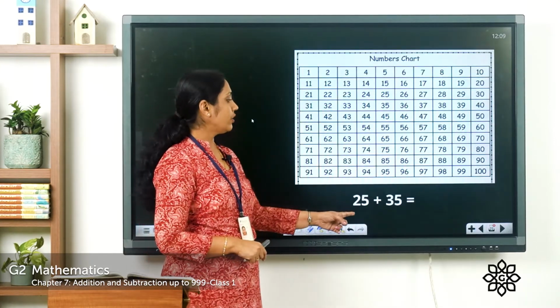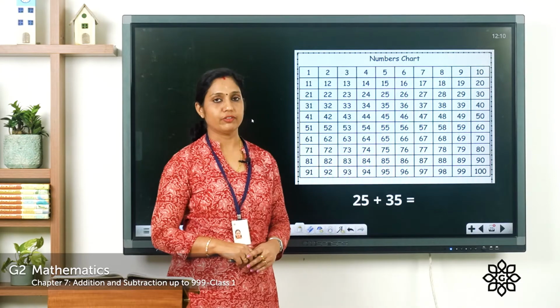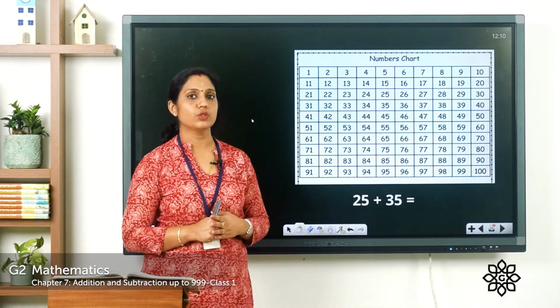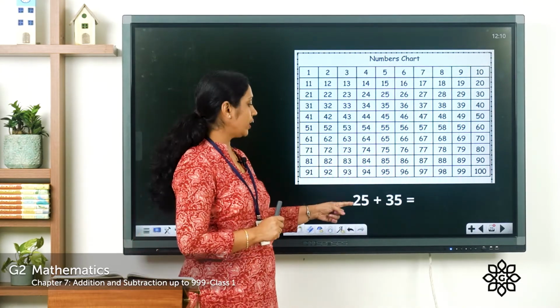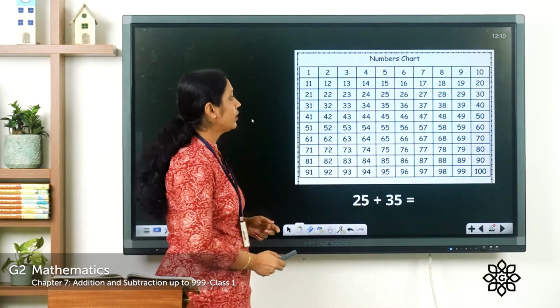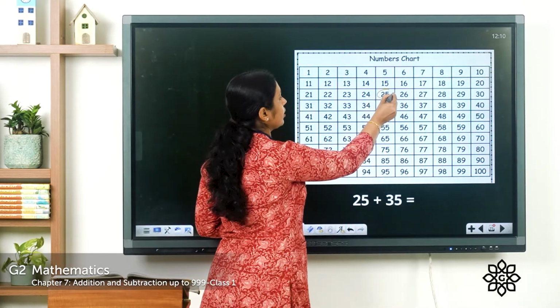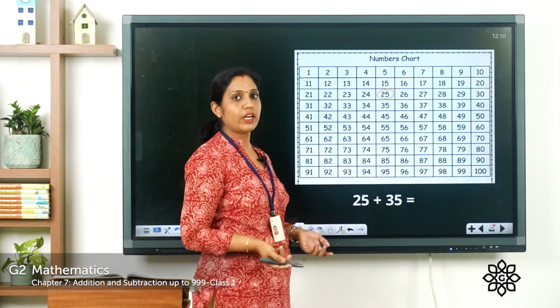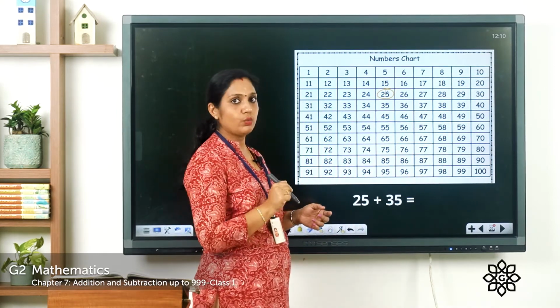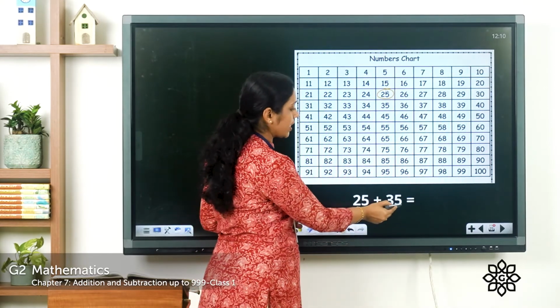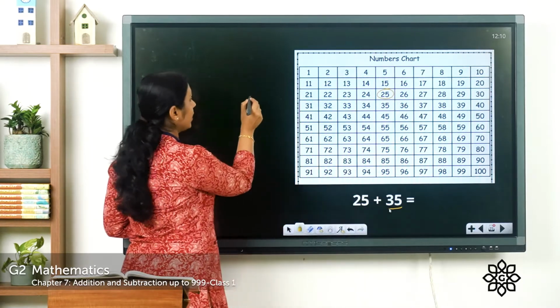We have 25 plus 35. So what we have to first do, we have to find out the number 25. So where is the number 25? Here is the number 25. And next what we have to do, we have to move downwards. How many? Let's look at the second addend, that is 35.